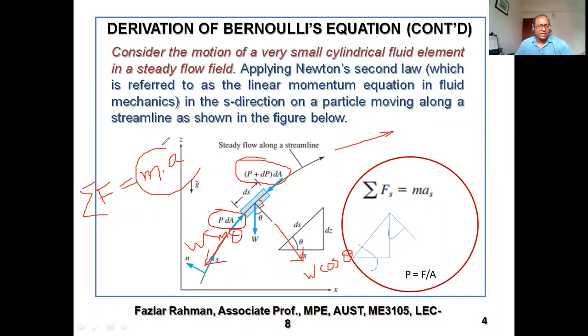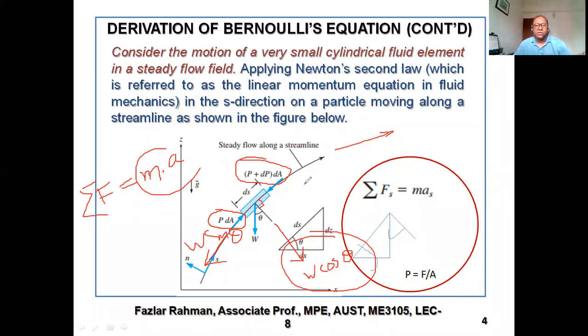Now, last class I asked a question. So this way, the force working along the streamline will be balanced. Now, who will balance this force? That's what I was asking. This force is working perpendicular to the streamline. So if someone is not balancing, then what will happen? This fluid element will go in this direction, it will move.